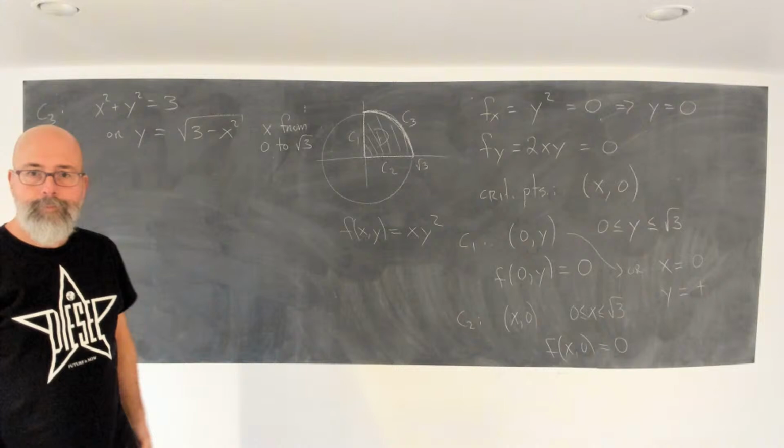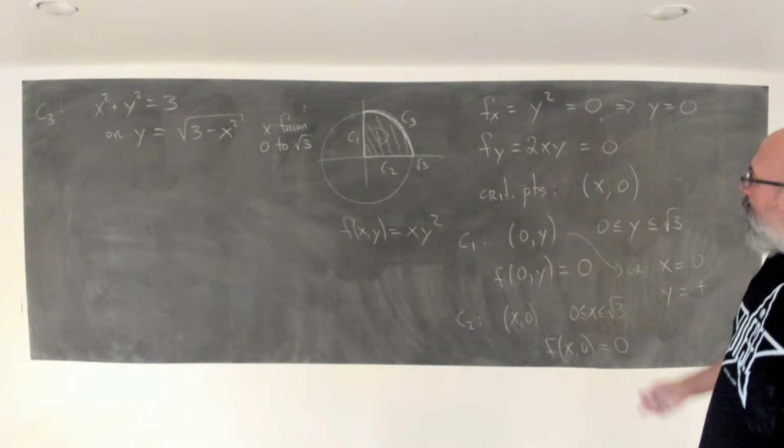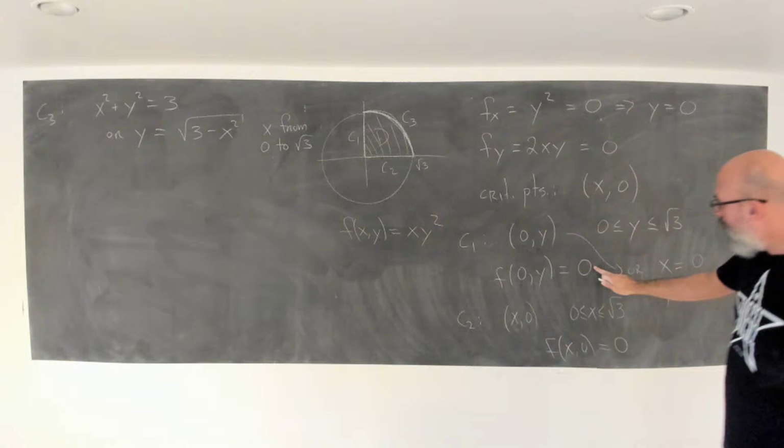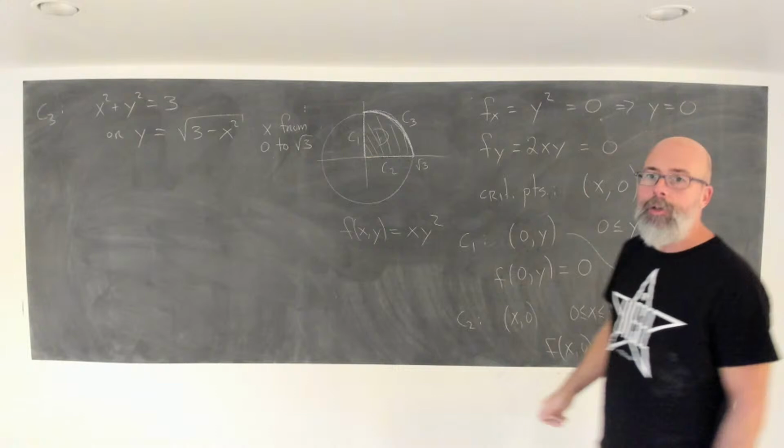So both C1 and C2 are absolute minimum in this case, right? It's easy to understand that since you're restricting your attention to the first quadrant, this is always going to be bigger than or equal to 0. And since the function is 0 on both of these line segments, that will, of course, turn out to be the minimum. Absolutely. Very nice observation there.